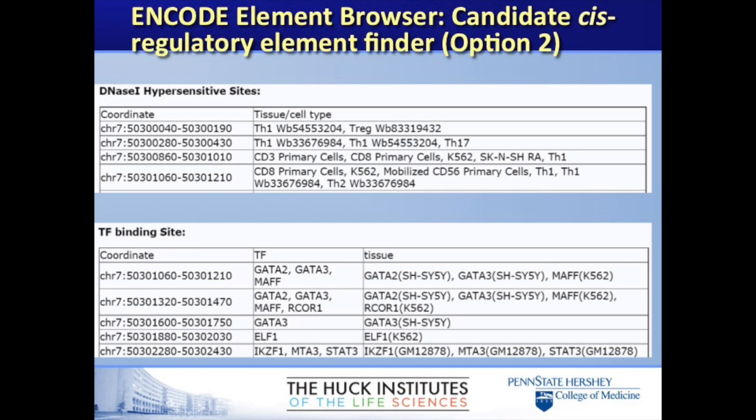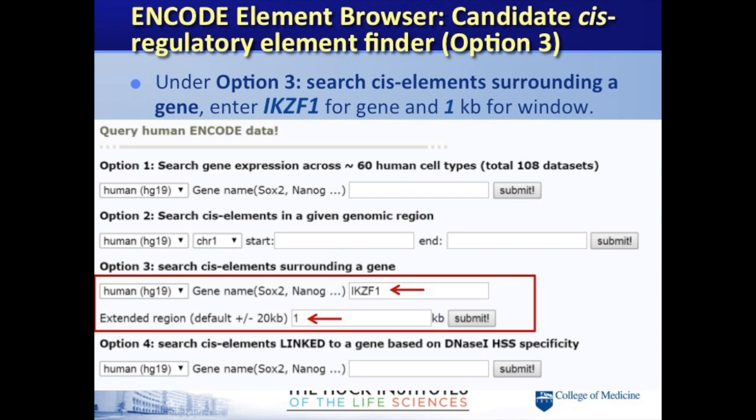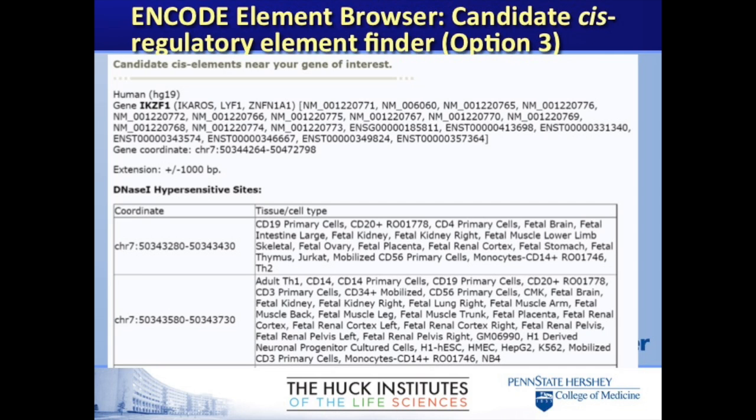So the second part of the tool is that you can enter the gene itself as well as a region that you would want to view. So here we enter the IKZF1 gene, and we want to look at all the DHSs and transcription factor bindings within 1 kb. We click submit, and we see this. We can see results similar to the last option, but centered on the gene of interest.